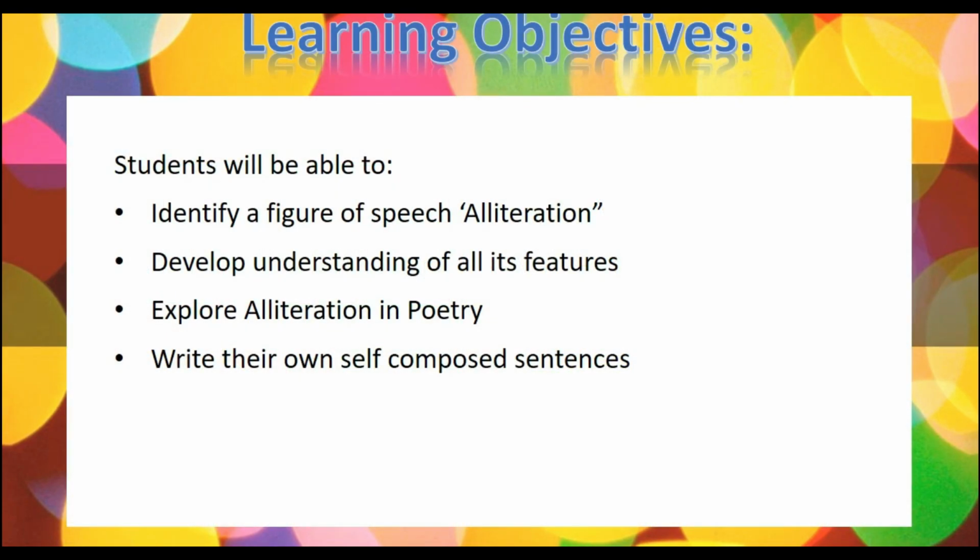We start the lesson by always giving our learning objectives to students, and the learning objectives are the following. Students will be able to identify a figure of speech, alliteration, develop understanding of all its features, explore alliteration in poetry, and write their own self-composed sentences. So these are the objectives that your students will be able to accomplish after watching today's lesson.